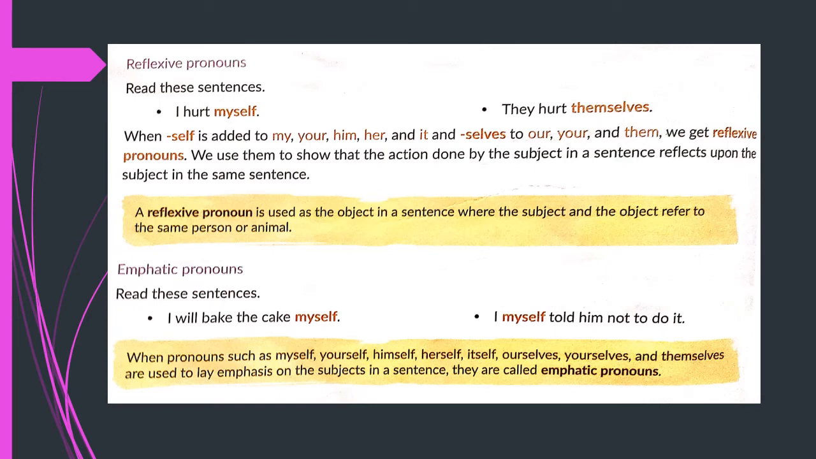I will bake the cake myself. We are emphasizing on the fact that I am going to bake the cake. I myself told him not to do it. Again, we are emphasizing on the fact that I was the person who myself told the person not to do a certain thing. There is a slight difference between reflexive and emphatic, which we have discussed in detail in our previous video. Now, with that previous knowledge, let us quickly discuss the exercise given here.